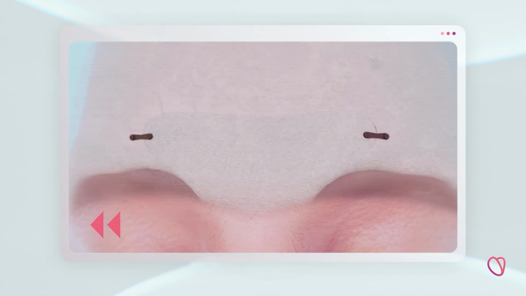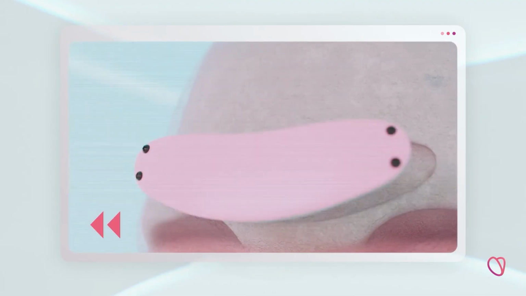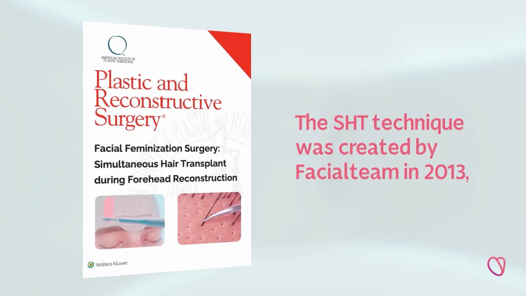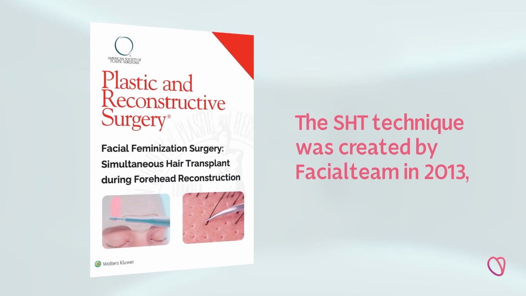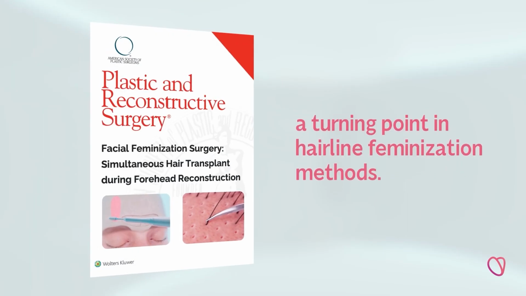Now, let's go back to when we remove the strip of scalp to talk about the hairline. In the presence of a receding or M-shaped hairline, hair follicles may be harvested from the strip obtained during the initial incision for a simultaneous hair transplant, or SHT. The SHT technique was created by Facialteam in 2013, a turning point in hairline feminization methods.